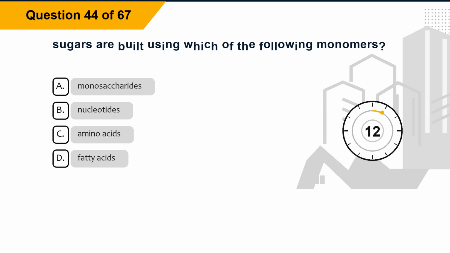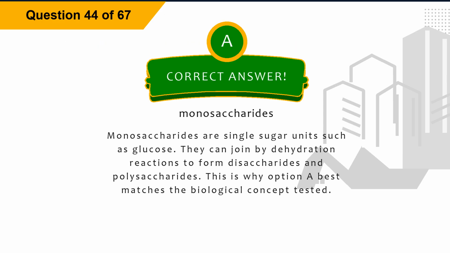Question 44. Sugars are built using which of the following monomers? Option A, monosaccharides. Option B, nucleotides. Option C, amino acids. Option D, fatty acids. The correct answer is option A, monosaccharides.